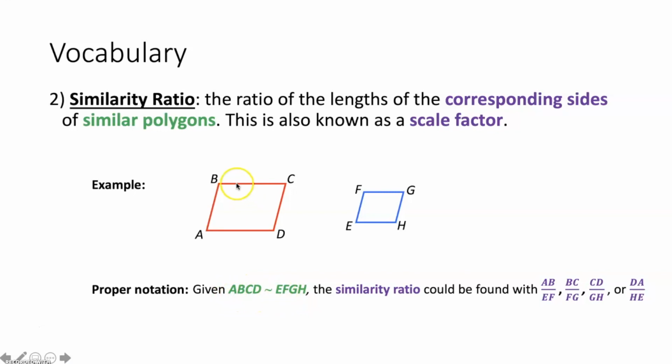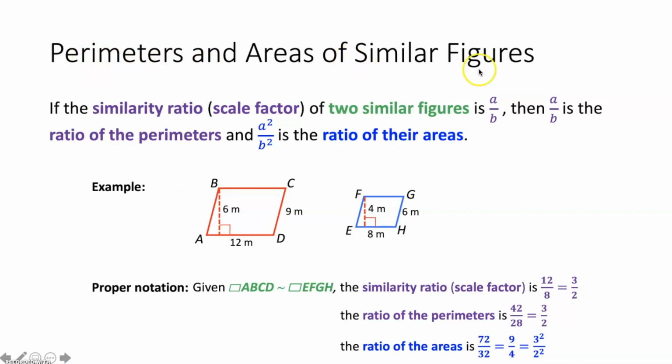AB corresponds with EF. Now, whatever that ratio is, when you simplify that down, it should equal the ratio generated by the other 3 pairs of corresponding side lengths. All of those similarity ratios should be equal when you simplify them down. Now, it's important to note that we also refer to the similarity ratio as the scale factor. That'll come up today. Next, we're going to talk about the perimeters and areas of similar figures. So this says if the similarity ratio or scale factor of two similar figures is A over B, then A over B is the ratio of the perimeters, and A squared over B squared is the ratio of their areas.